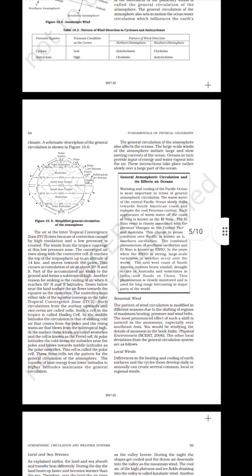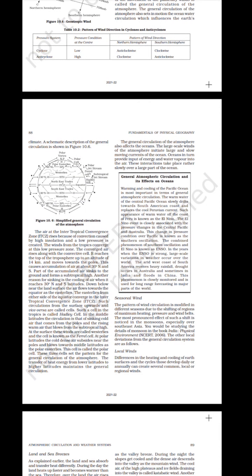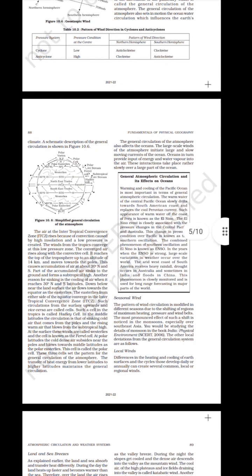The general circulation of the atmosphere also affects the oceans. The large scale winds of the atmosphere initiate large and slow moving currents of the ocean. Oceans in turn provide input of energy and water vapor into the air. These interactions take place rather slowly over a large part of the ocean.